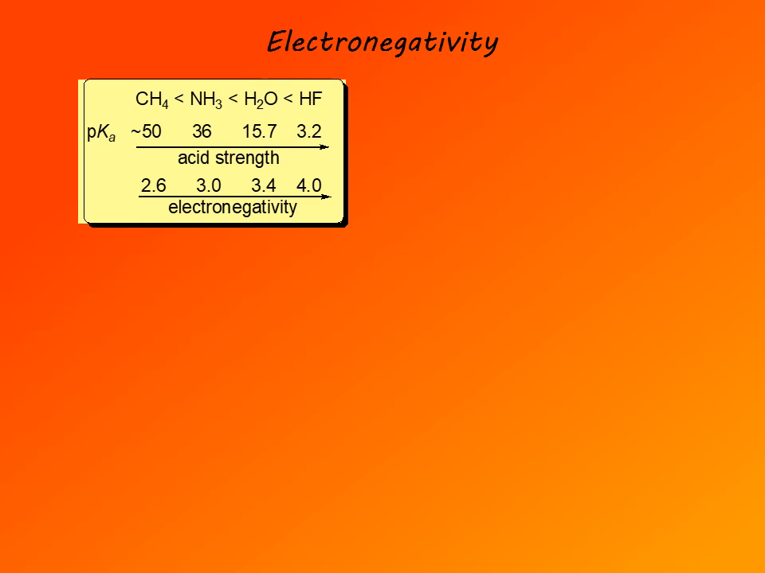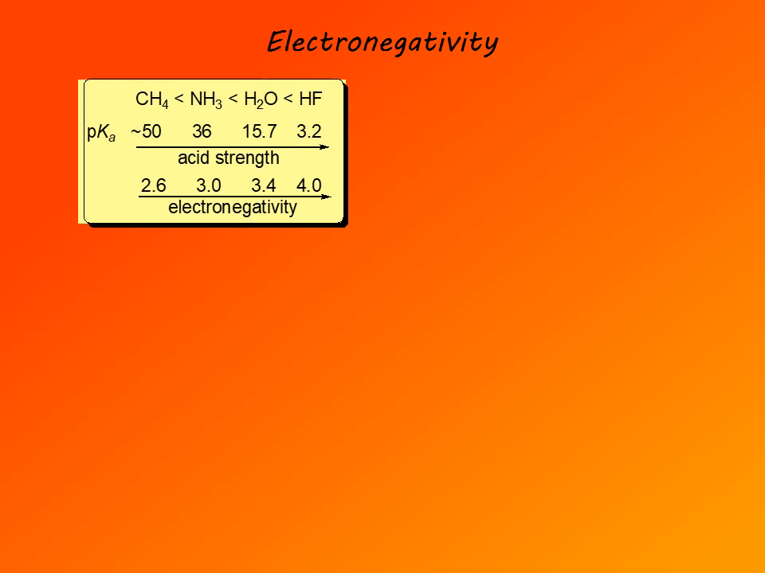Next, we have ammonia, and its pKa is 36. That's a very high pKa, which means an extremely weak acid. Nonetheless, this proton can be removed by a very strong base. Then we have water with a pKa of 15.7, and finally hydrogen fluoride with a pKa of 3.2. So we can see that acid strength increases from left to right, and the electronegativity of the atom bonded to hydrogen also increases in the same order.